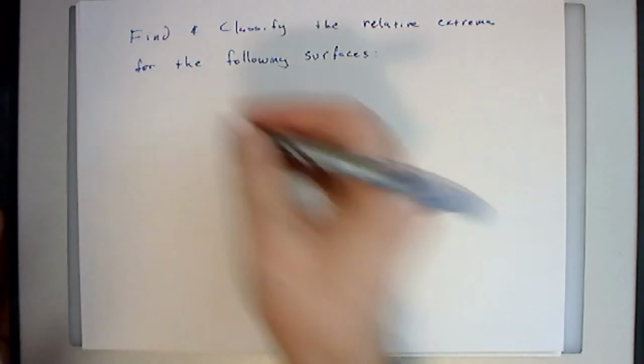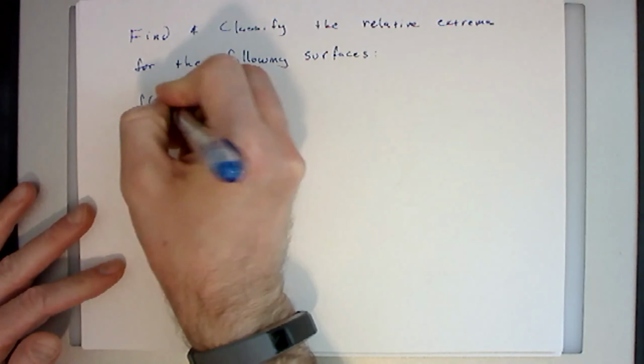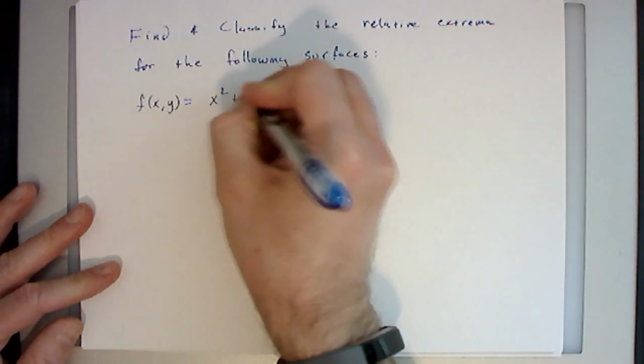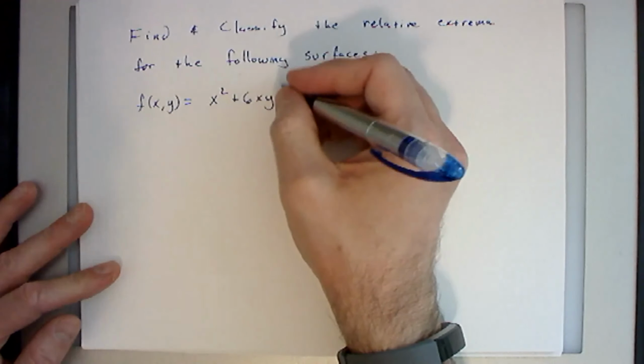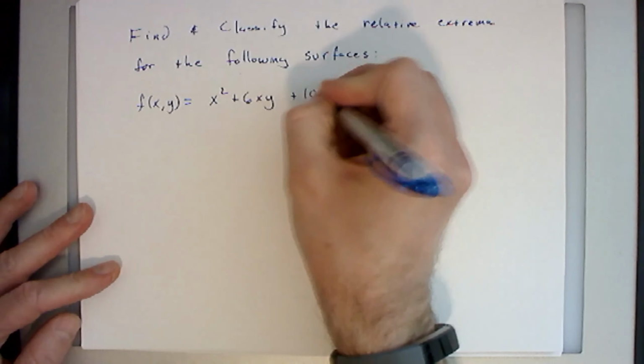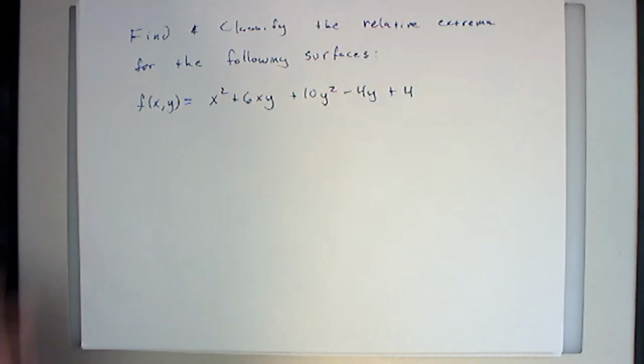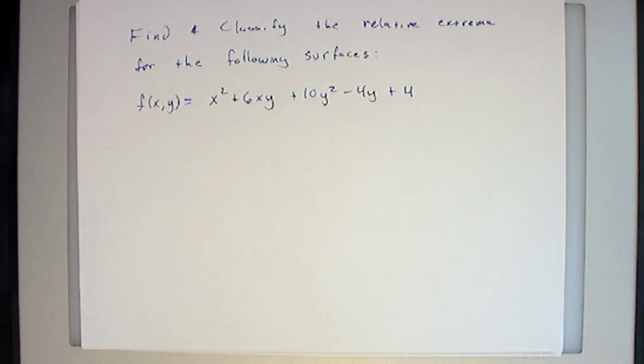So here's our surface. F of x, y equals x squared plus 6xy plus 10y squared minus 4y plus 4. All right, and so to be able to find where you might have a max or a min or a saddle point, just like in 17A, we first have to find any critical values.